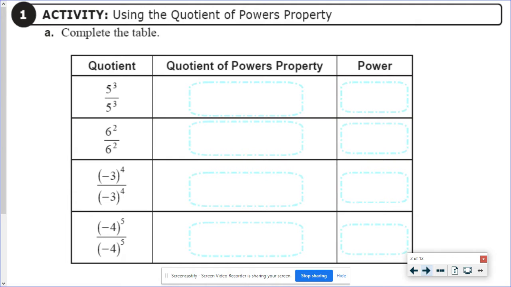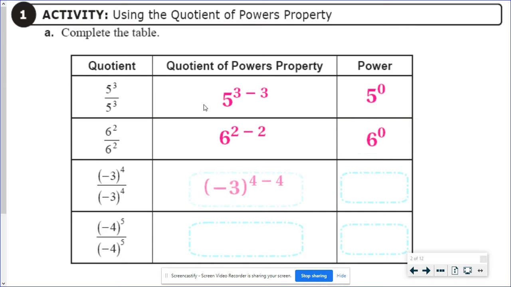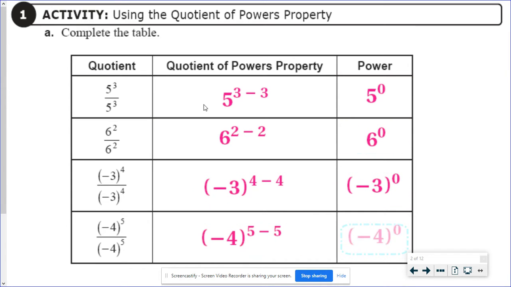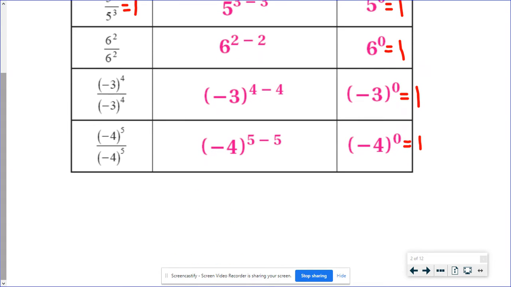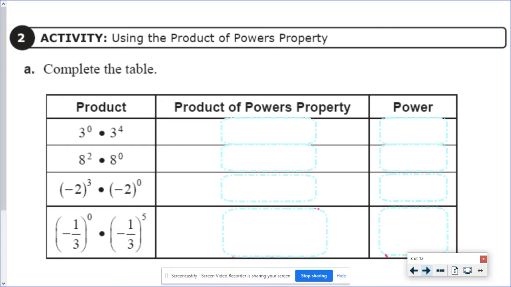So we know that in the first example, we would subtract those exponents, because that's what we do with quotients. That gives us a 0. Same thing here, subtract the exponents: 6 to the 0, negative 3 to the 0, negative 4 to the 0 power. But we also said that each one of these, because there's the same thing on the top and bottom, is equal to 1. What that's telling me is that 5 to the 0 is equal to 1, and 6 to the 0 is equal to 1, and negative 3 to the 0 is equal to 1, and negative 4 to the 0 is equal to 1, which really tells me that anything to the 0 power is equal to 1.